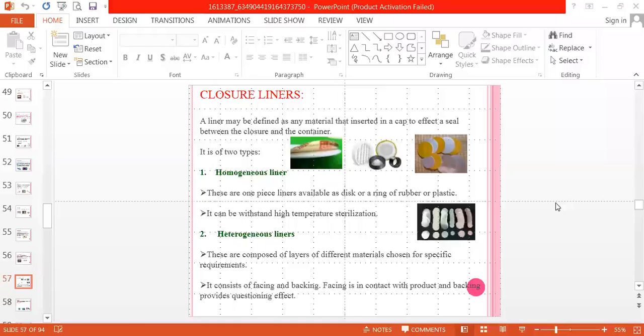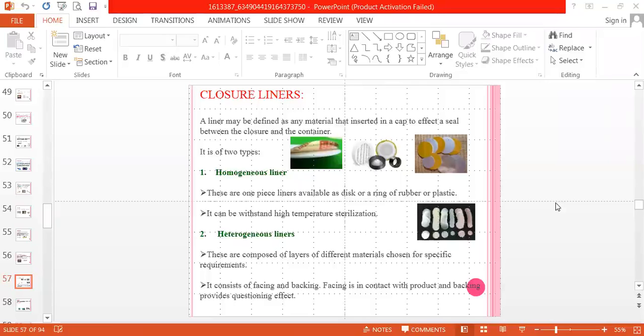Sometimes we use an aluminum type of closure or a metallic type of closure. So to avoid corrosion or reaction with your closure, we have to use inner liners, which we generally prepare using different kinds of plastic material. There are two types of closure liners: homogeneous liners and heterogeneous liners.